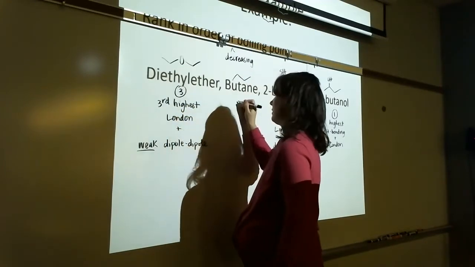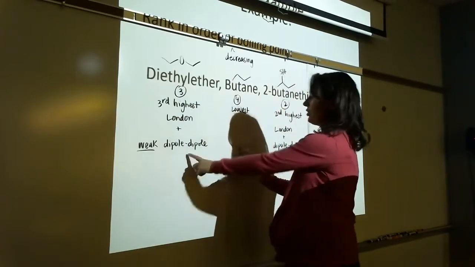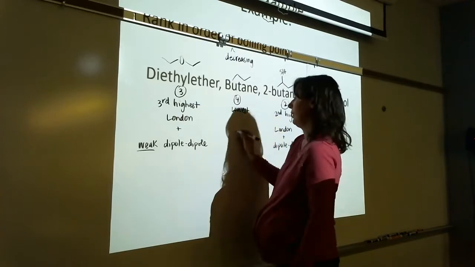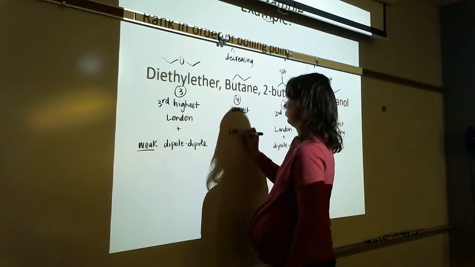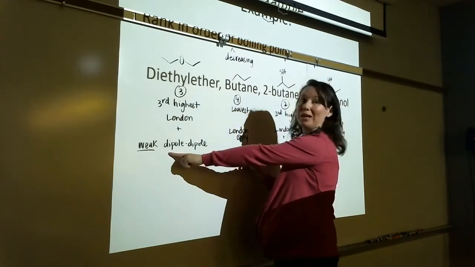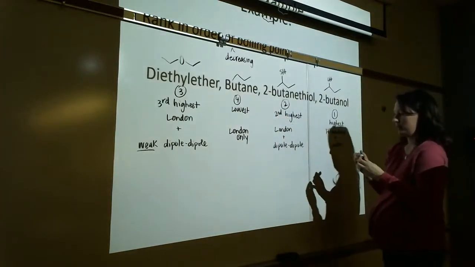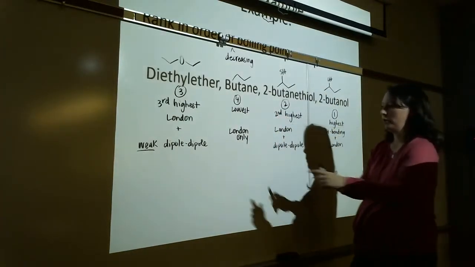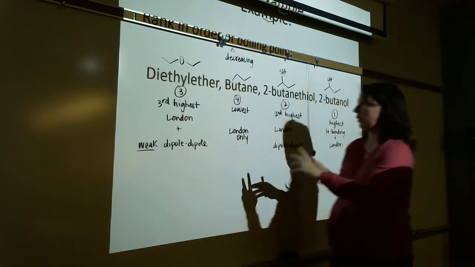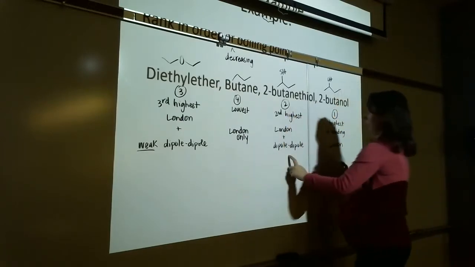And then here, this is going to be lowest, right? And actually these two, there's not going to be a big jump here. There's not going to be a huge jump here. This is just London only. Because London only versus London and weak dipole-dipole, that's not going to be a big difference. And I think the next slide actually has some data on there. So pretty close, but still separatable pretty easily. Right? All of these are pretty easily separated. Big jump, big jump.